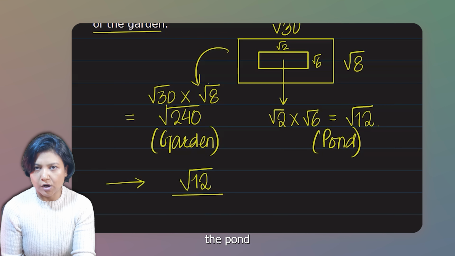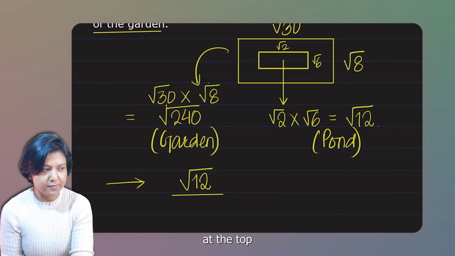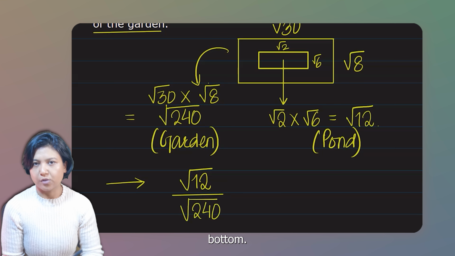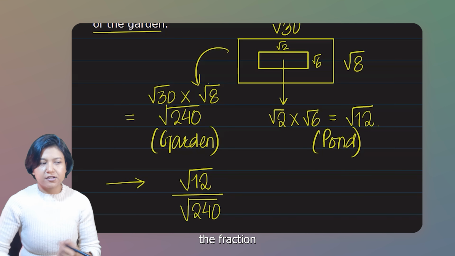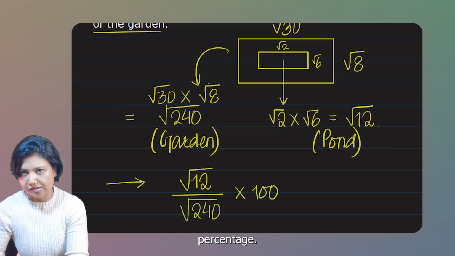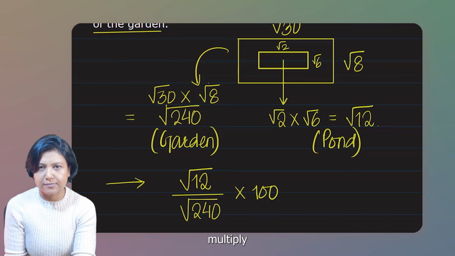So area of the pond is what you are finding the percentage of. I kept this value at the top. Square root of 240, which is the total area of the garden, I'll keep at the bottom. Let's solve for the fraction and then we'll multiply with 100 because the question is asking me for percentage. Any question that talks about finding percentage, we always multiply by 100.